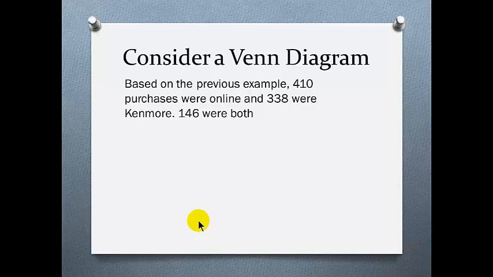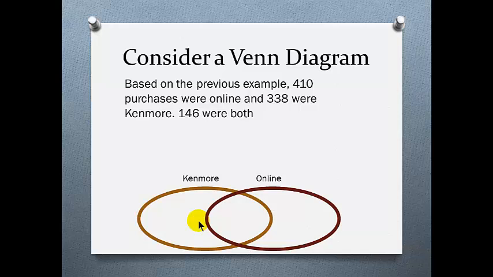But I want to take this a step further and do a little bit more advanced probabilities. Based on that previous example we saw, there were 410 purchases online and 338 purchases of Kenmore, and 146 were both online Kenmore orders. I'm going to set this up with what's called a Venn diagram, where we draw some circles to represent each of the possibilities. So inside this circle represents all of the Kenmores purchased. And inside this one represents all of the online purchases, and you notice in the middle there's some space for the overlap. And we know there were 146 that were both Kenmore's online fridges.